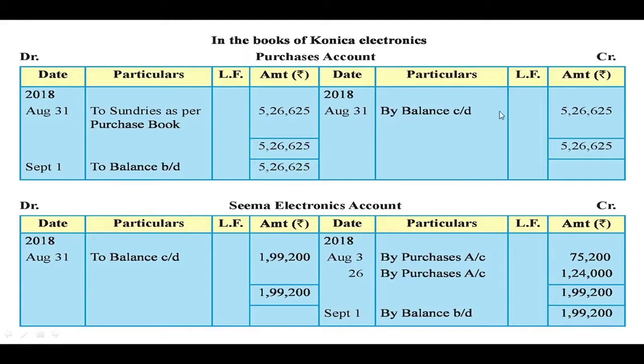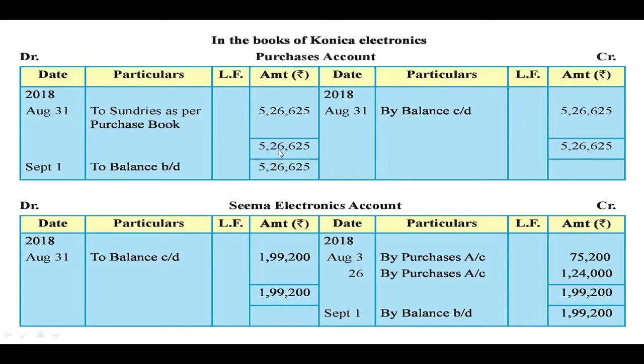31st August, by balance carried down, because nothing is recorded here. So to balance both the sides, that is the debit and the credit side, we have to write by balance carried down on the credit side and the same amount will be recorded here.